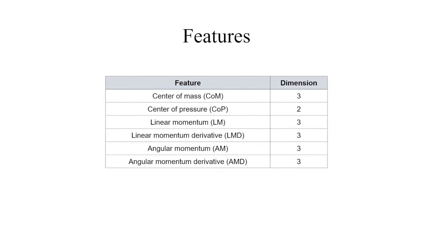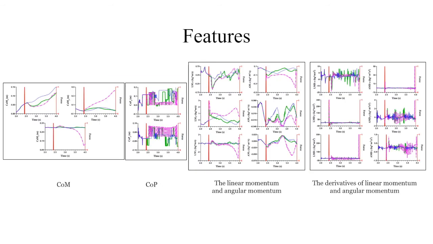Let's talk about the features used for training the LSTM network. We consider the 6 features which will be affected by the fall. They are center of mass, center of pressure, linear momentum with its derivative, and angular momentum with its derivative. This slide shows the features under different force magnitudes.